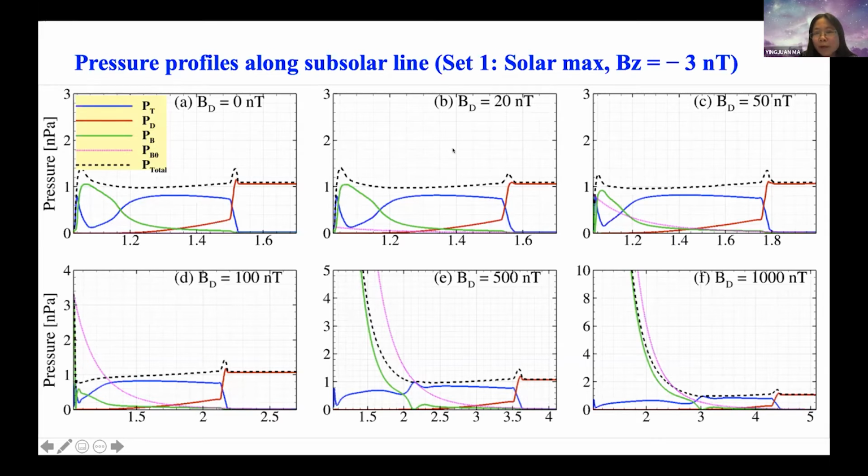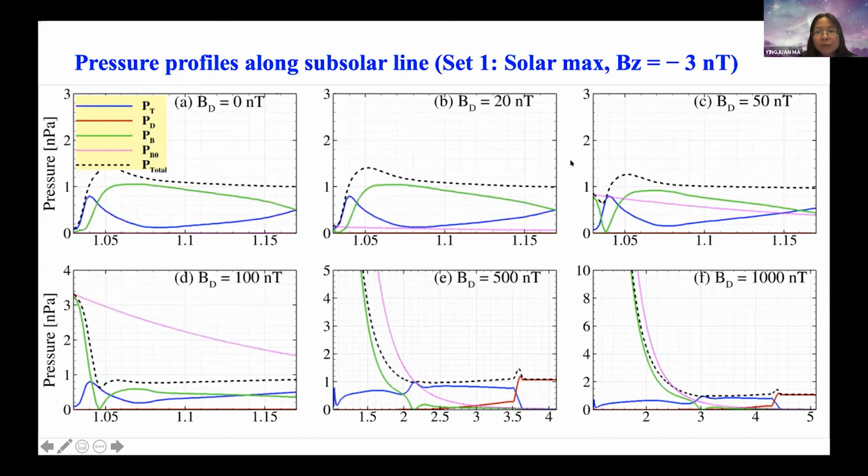To look into more details about the relative importance of the ionospheric pressure and the planetary magnetic pressure, we zoom into the region close to the planet. As you can see clearly, for the 20 nanotesla case, the planetary magnetic pressure is almost negligible compared with the ionospheric thermal pressure. So this is clearly an ionospheric dominated interaction.